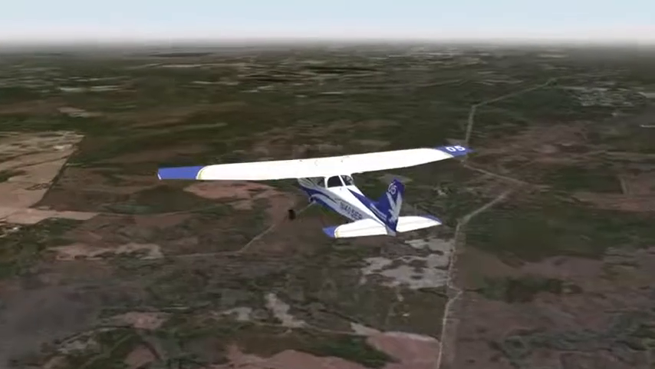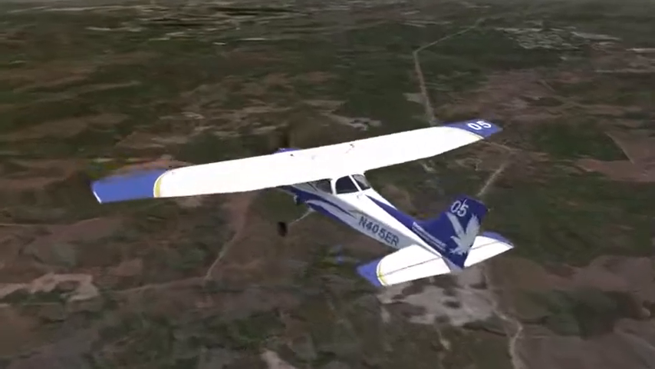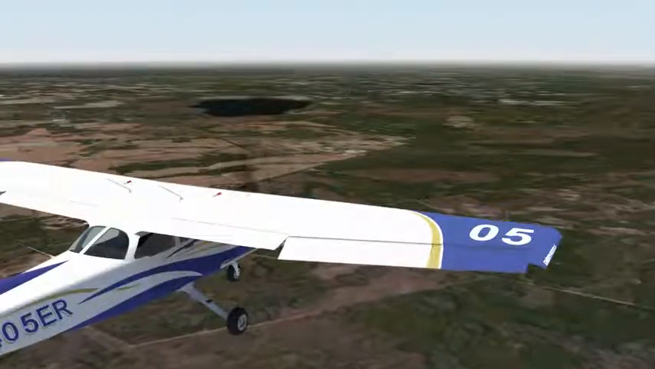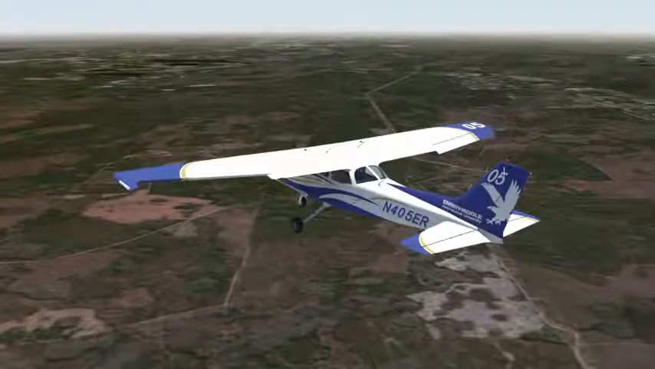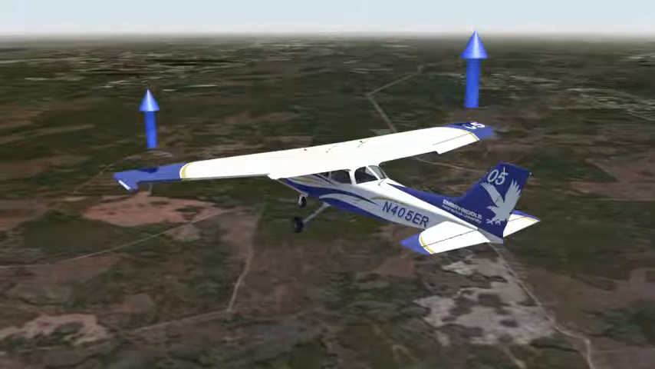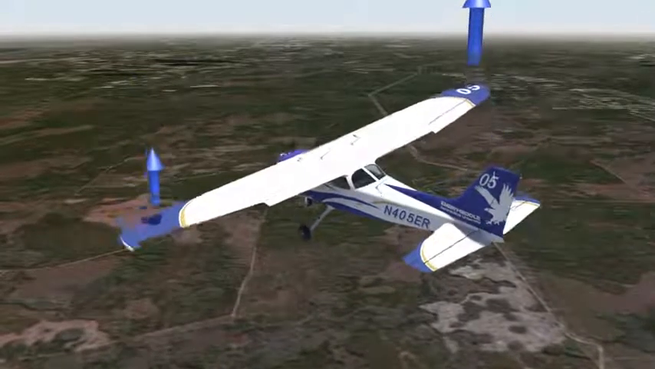Like we saw in the previous lesson, a bank is made through the use of the ailerons. The aileron on the right wing rotates down, and the aileron on the left wing rotates up. This makes the right wing create more lift than the left wing, which will roll the airplane to the left.